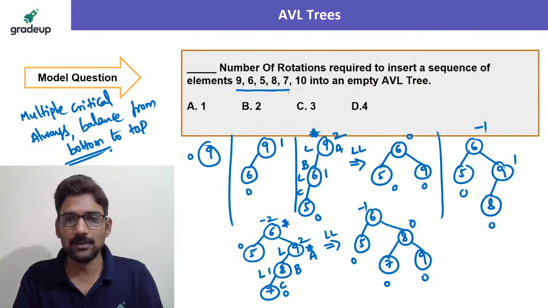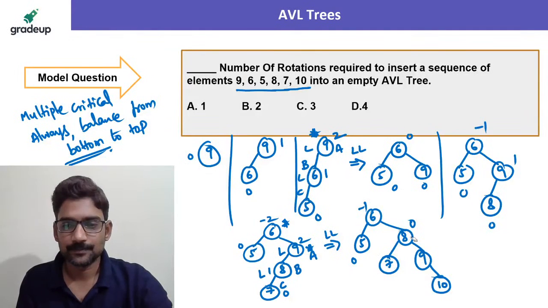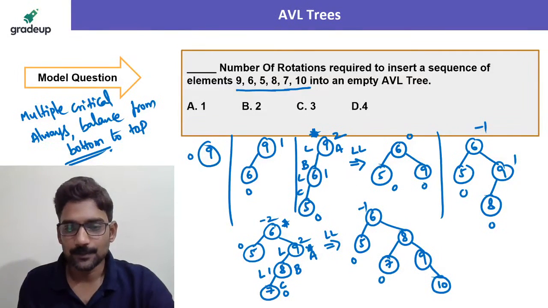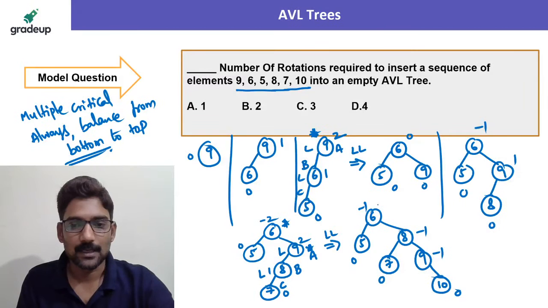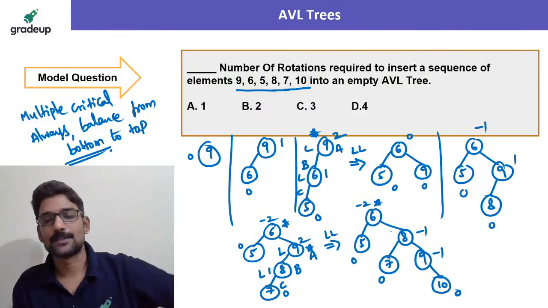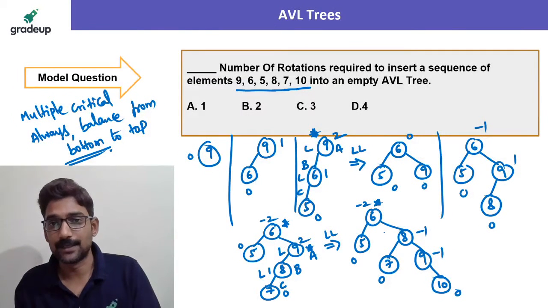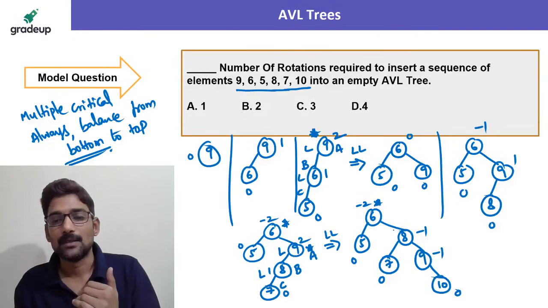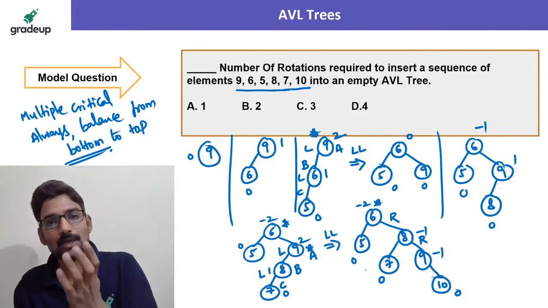Balanced. Now insert 10. Where do you insert 10? Here you insert 10. Check the balance factors. 0, 0, minus 1, 1, minus 2, minus 1, 1, minus 3, minus 2. Now 6 is critical. Now you see guys, 6 became critical. Why? What have you inserted now? Till now it was not critical. Now only it became critical. I have inserted a 10 to the right of right.